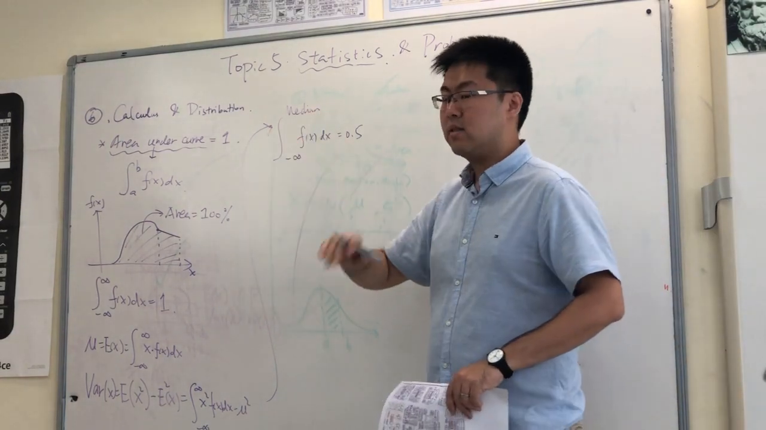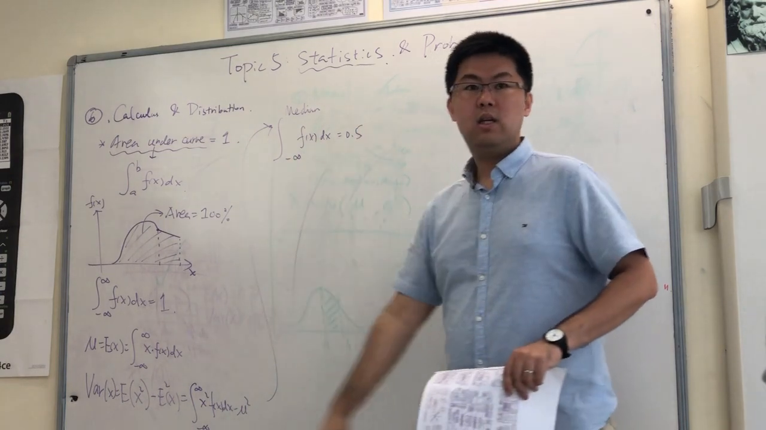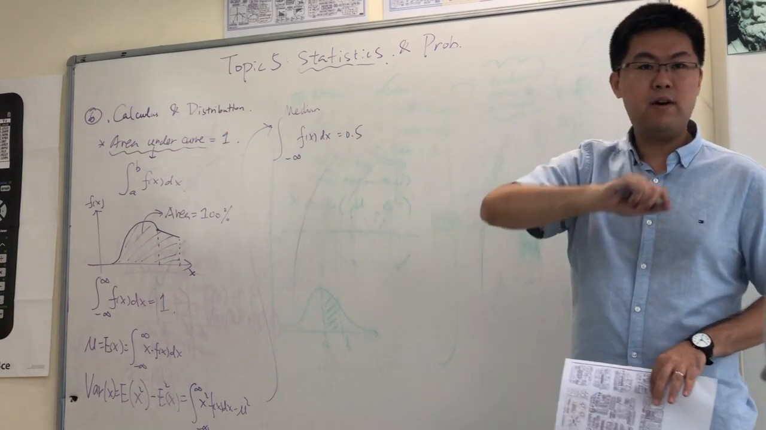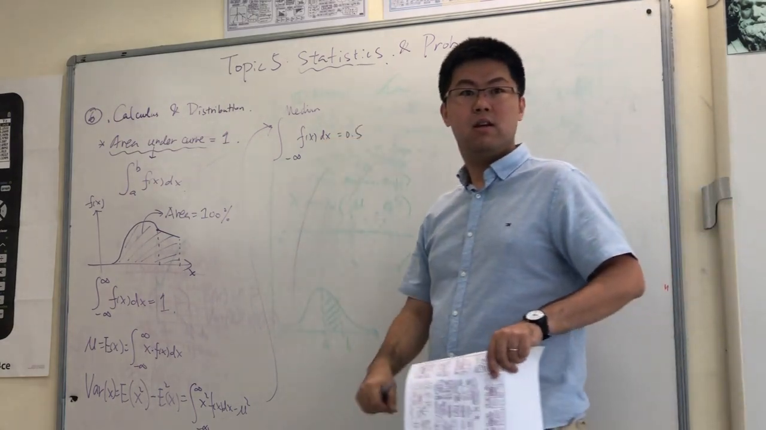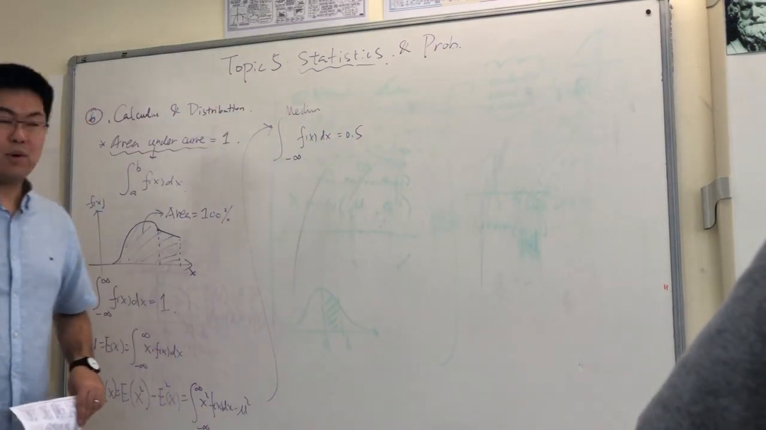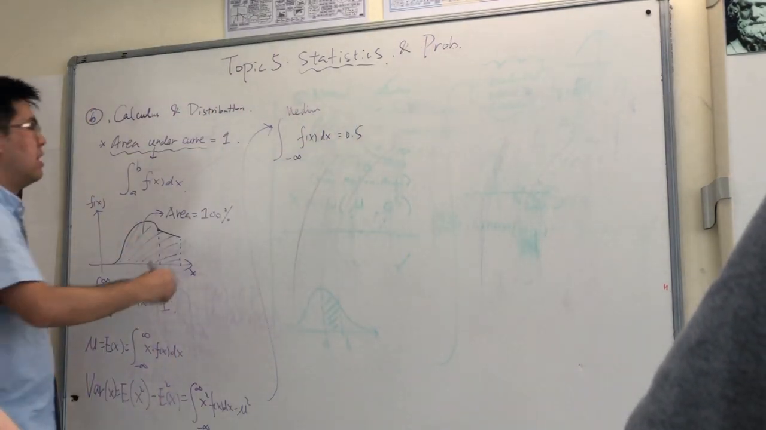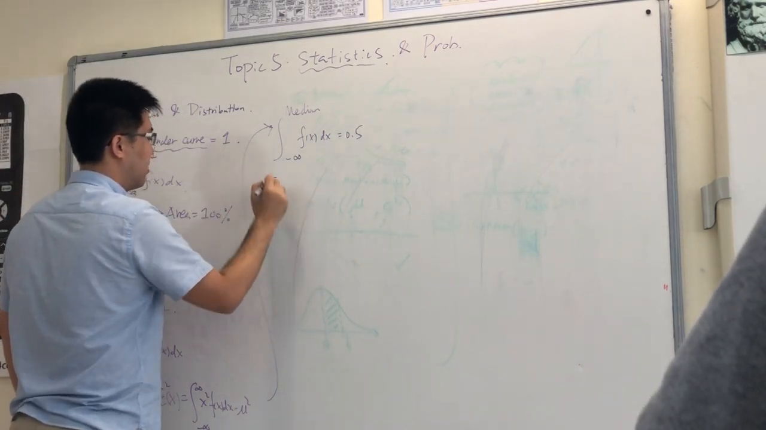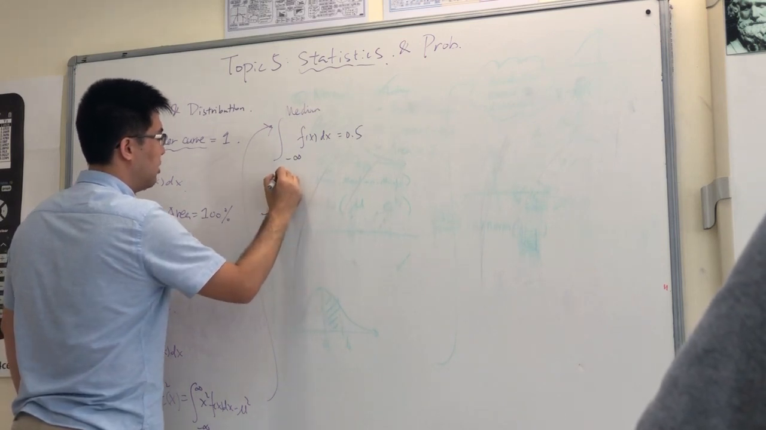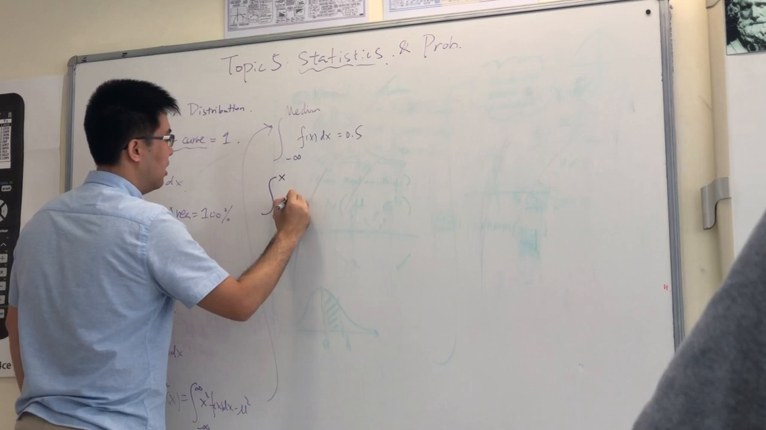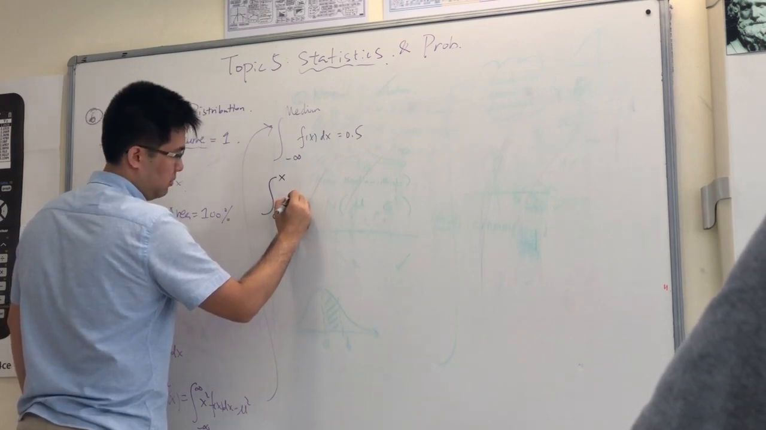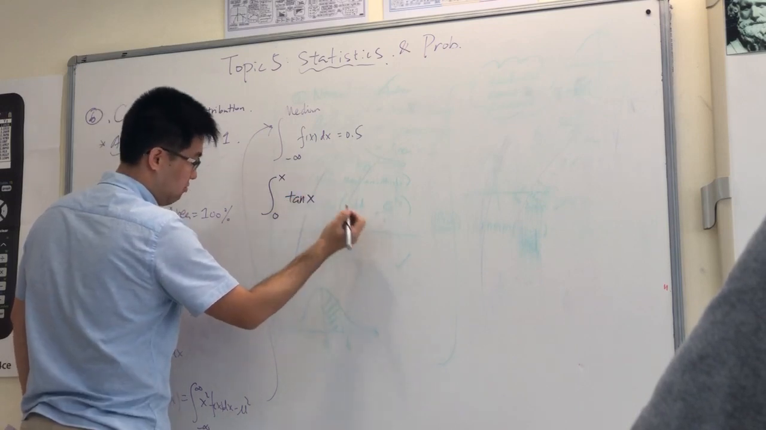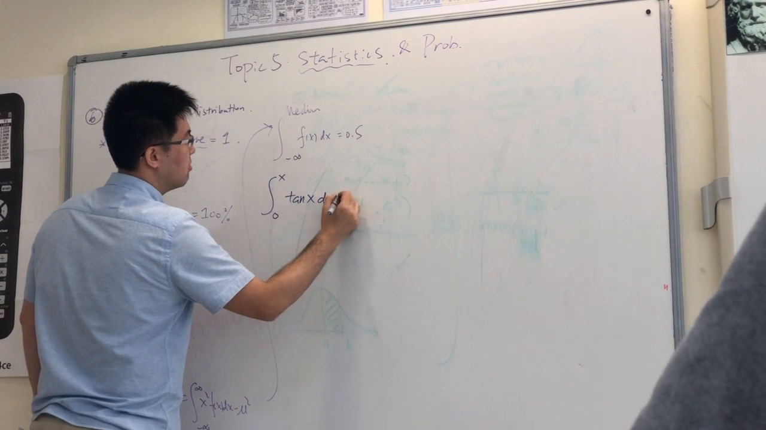If you let the median be x, you just set up this equation in your calculator. Do you know you have a built-in function to find out x? Are you guys aware of that? Okay, let's figure this out. For example, just as a practice, the integral from 0 to x of tangent x dx equals 0.5.